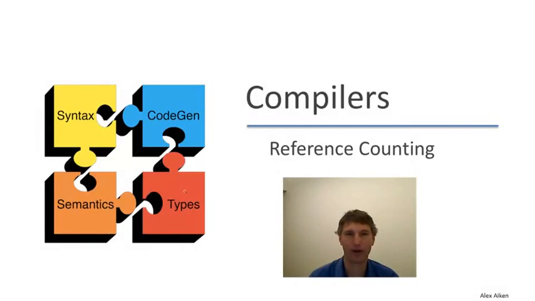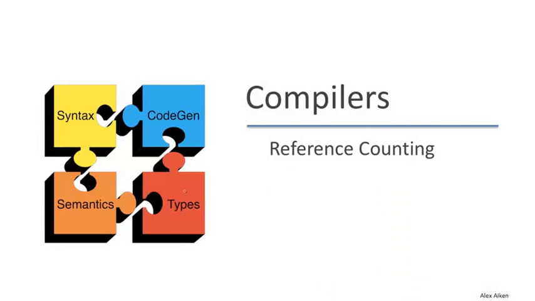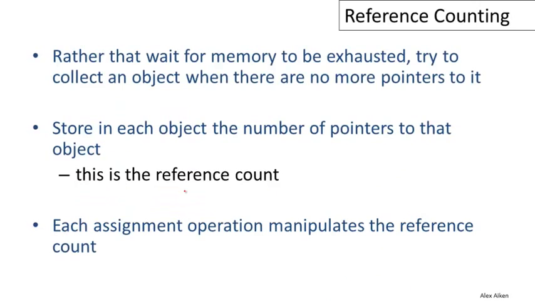In this video, we're going to conclude our discussion of automatic memory management with the third and last technique we're going to talk about for garbage collection, called reference counting. The basic idea behind reference counting is that rather than waiting for memory to be completely exhausted, we're going to try to collect an object as soon as there are no more pointers to it. As soon as we discard the last pointer to an object and it becomes unreachable, we will try to collect it at that point in time.